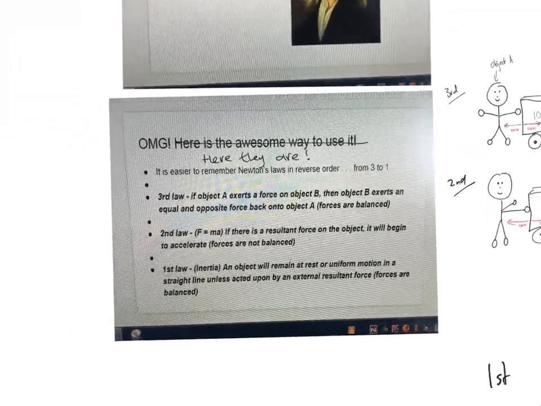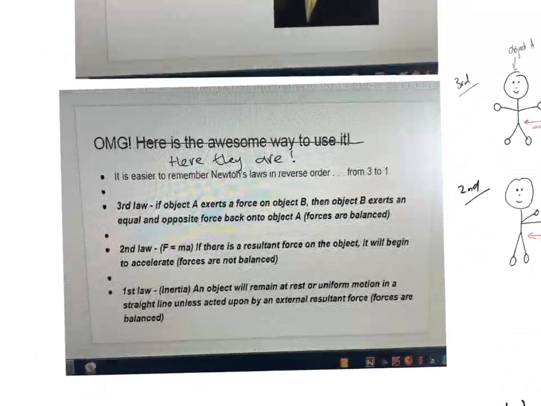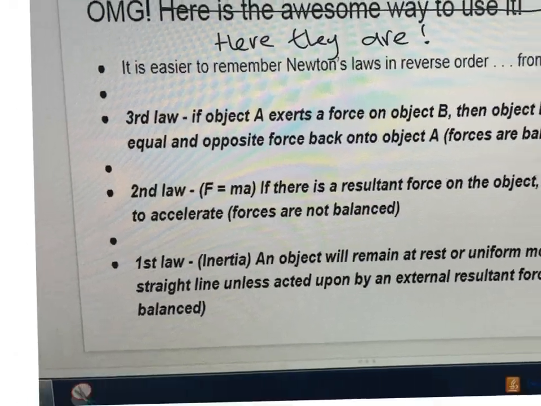We all love Newton's laws. There's 3 to remember.